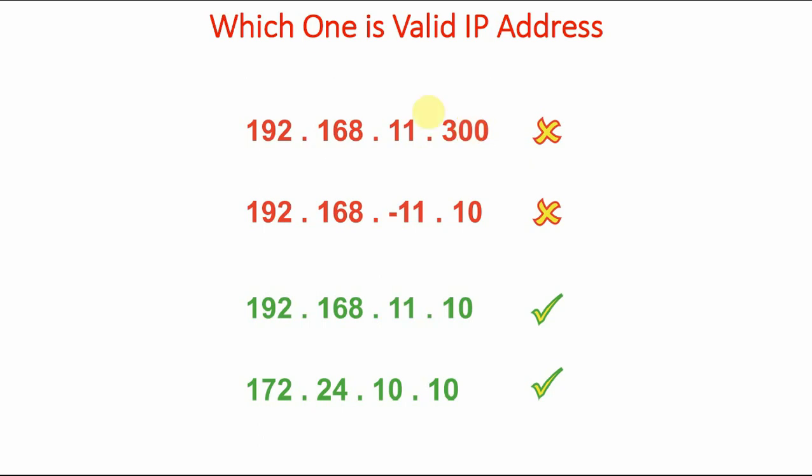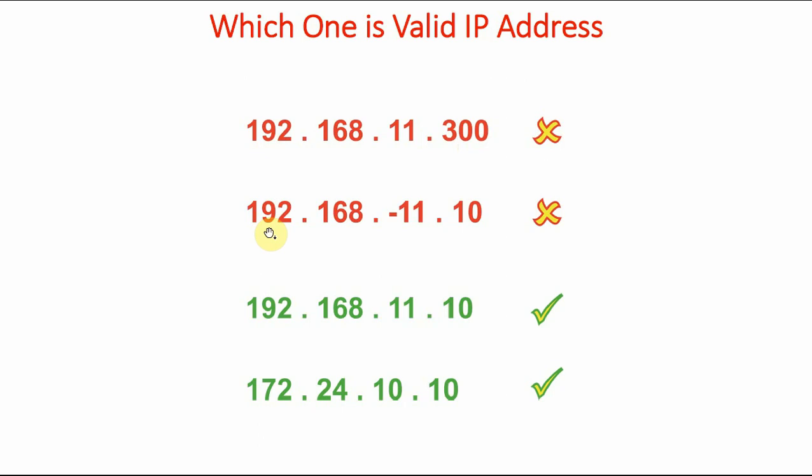Now let us find out which one of these are valid addresses. We already know the range of IP addresses is 0.0.0.0 to 255.255.255.255. Now if we are going to write that address 192.168.11.300, this is not a valid address because 300 is greater than 255, so this is an invalid address.